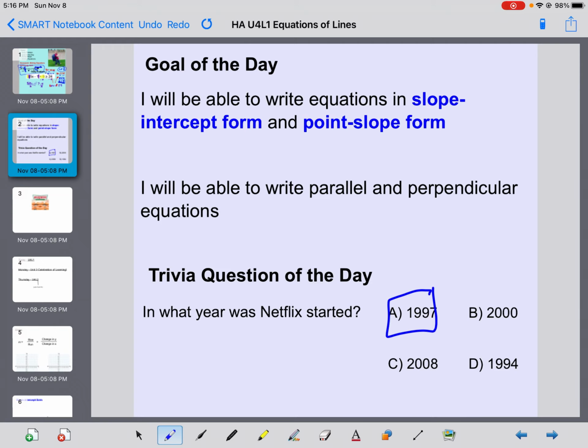Today's goal will be writing equations in slope-intercept form and point-slope form, and just reminding you of those. Don't have a ton of slides to go through. And then writing parallel and perpendicular equations and what that entails.